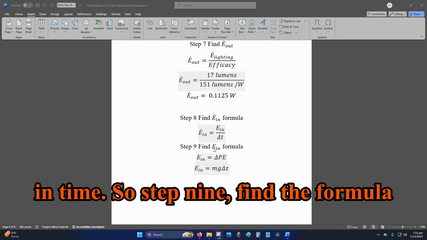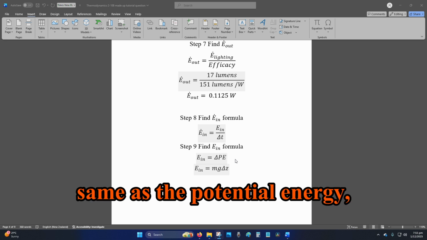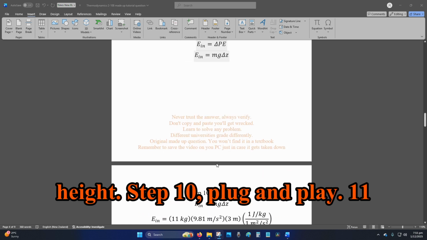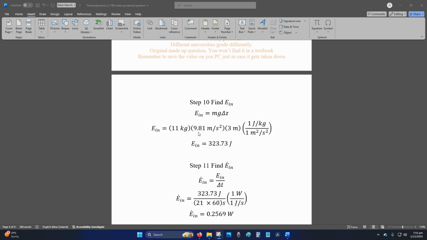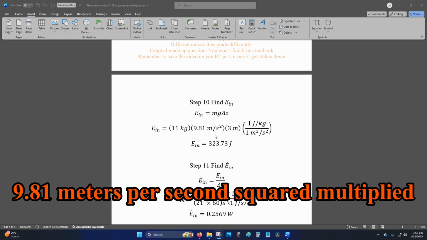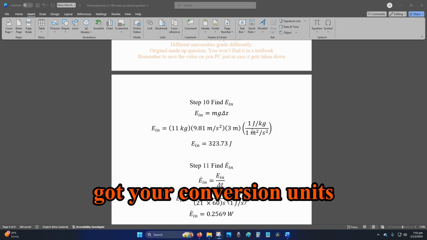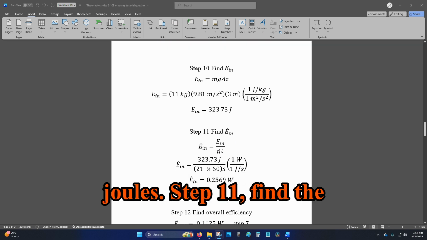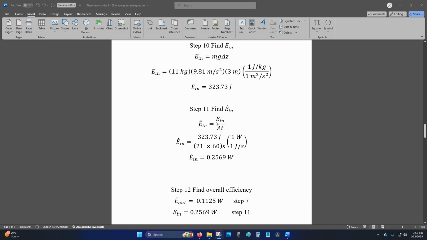So step 9, find the formula for E in. That is the same as the potential energy, so it's just mass times gravity times height. Step 10, plug and play. 11 kilograms multiplied by 9.81 meters per second squared multiplied by 3 meters. Make sure you got your conversion units to get it into joules. So you get 323.73 joules.